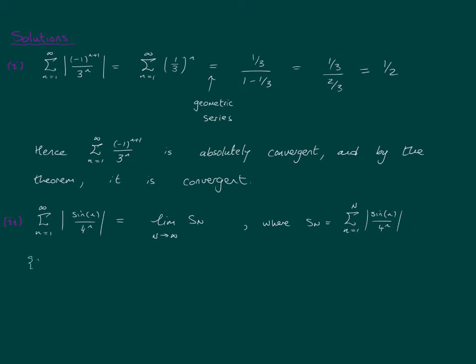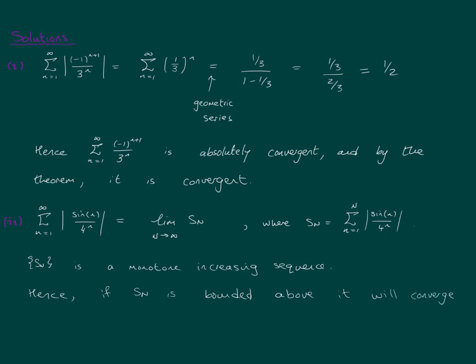So Sn is a sequence, and it's a monotone increasing sequence. What does that mean? To go from Sn to Sn plus 1, I add on the absolute value of something, so I add on a positive number. So these Sns are getting larger, because at every stage I add on something positive. So it's a monotone increasing sequence. Hence, if I show that Sn is bounded above, it must converge by the monotone convergence theorem.